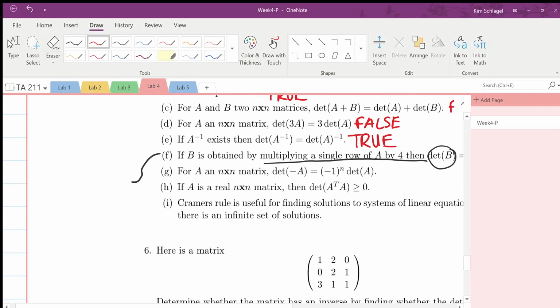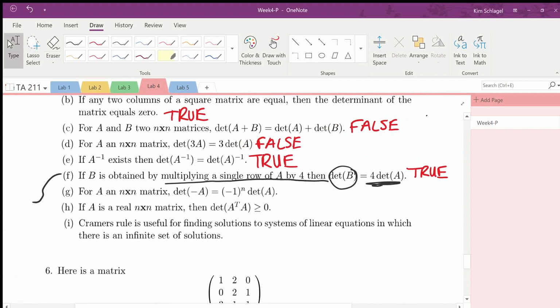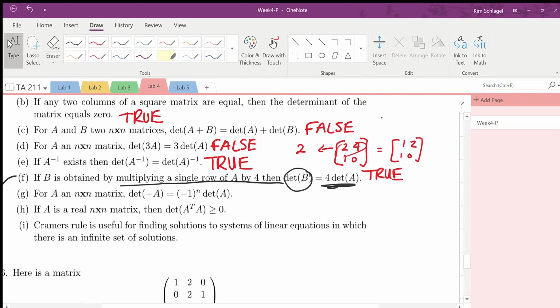And the reason it's true is because we can think about factoring out this 4. So if we had a row like 2 and 4 and then 1 0, if we took out a 2 from this first row and ended up with 1 2 1 0, in the determinant, since we took out the 2, we would have to multiply the determinant by 2 after.